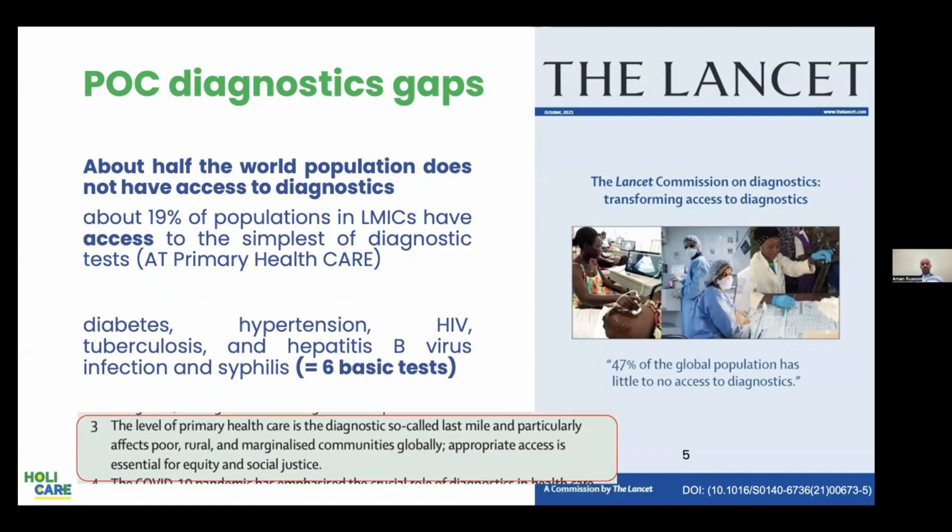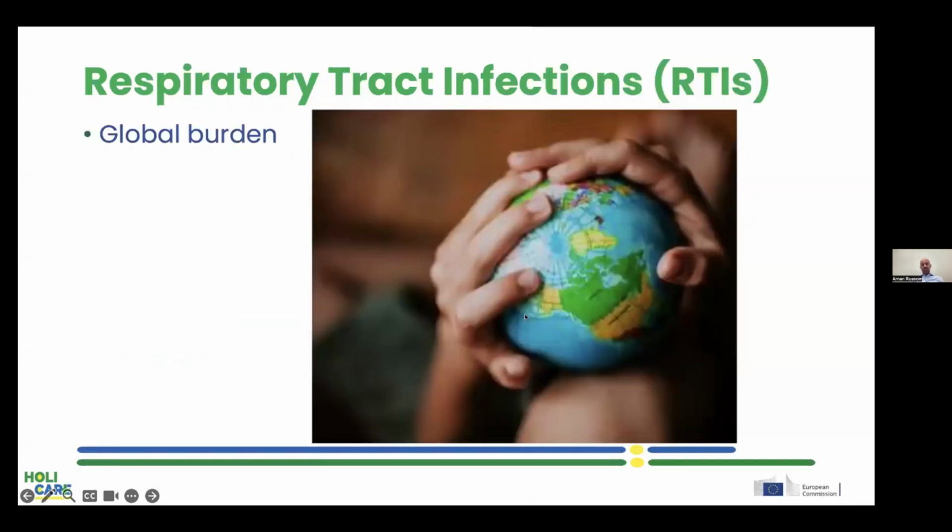And one of the key points mentioned in this review was that the level of primary care diagnostics, the so-called last mile, particularly affects poor, rural and marginalized communities globally. So all in all, access to diagnostics in resource-limiting settings is a major driver of the high mortality rates.